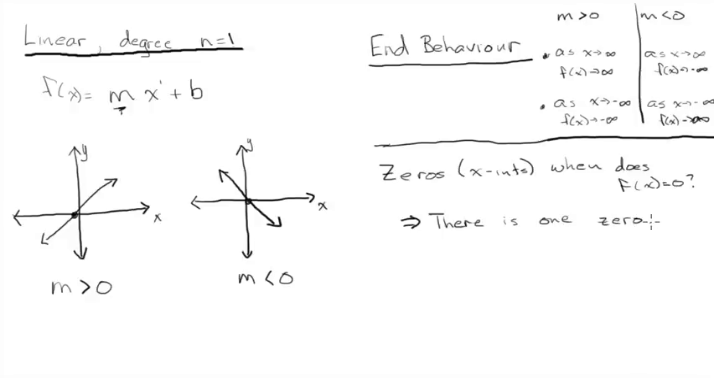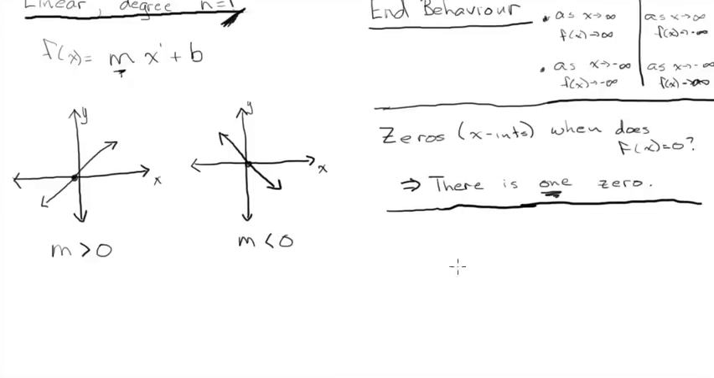zero. Okay. So notice that for a linear function of degree 1, there is 1 zero. So notice those numbers match up. As we go through the higher degree polynomials, you're going to see that pattern continue. So degree 1, 1 zero. Not a coincidence.